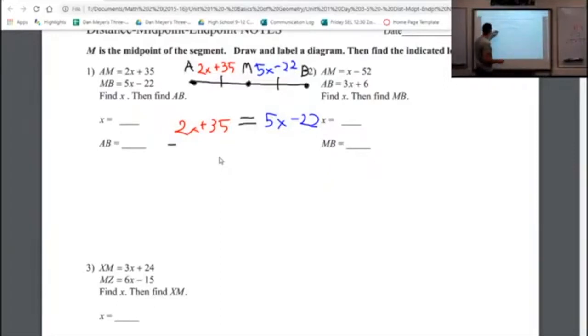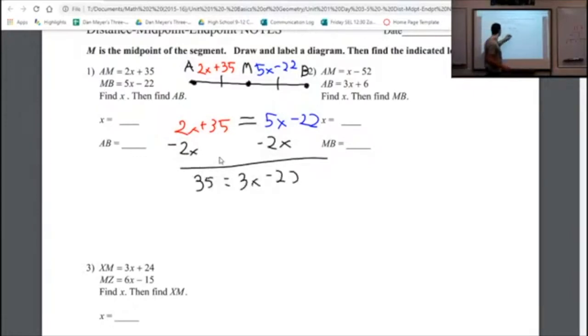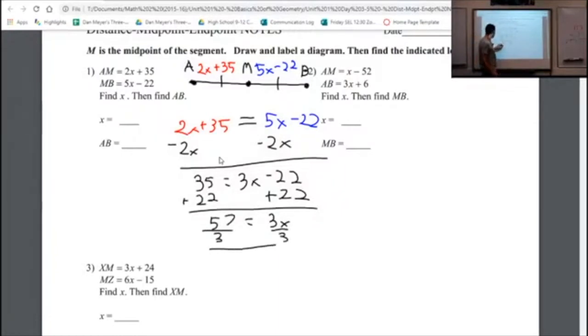Let's move these to the other side. So we're going to subtract 2x. Get everything with x on the same side. So I got 5x minus 2x is 3x minus 22. Now I'm going to add 22 to both sides. I'm going quick because if you need to pause and go back, you can pause and go back. And then I want to divide to get rid of the multiplication. Divide by 3 on both sides. So that means we're going to have x equals 19. So 19 is our answer for x.